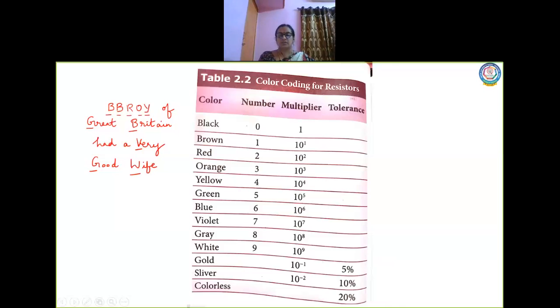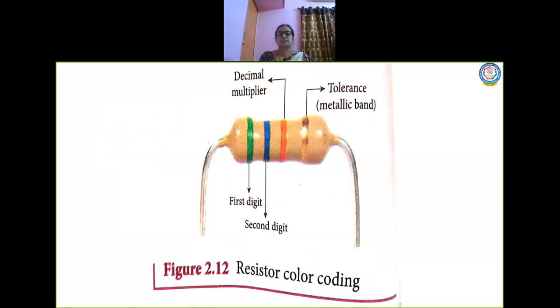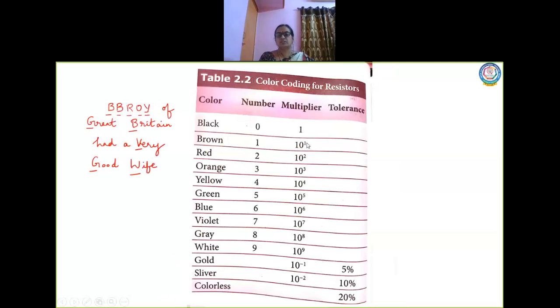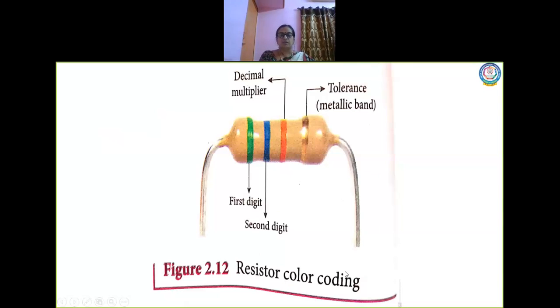Okay? Now, as far as this diagram is concerned, it is a gold band. Look at the band here. So if it is a gold band, what is the tolerance? The tolerance is 5%. Okay, now what is the first color, children? The first color is green. Okay, and the second color is blue, right?